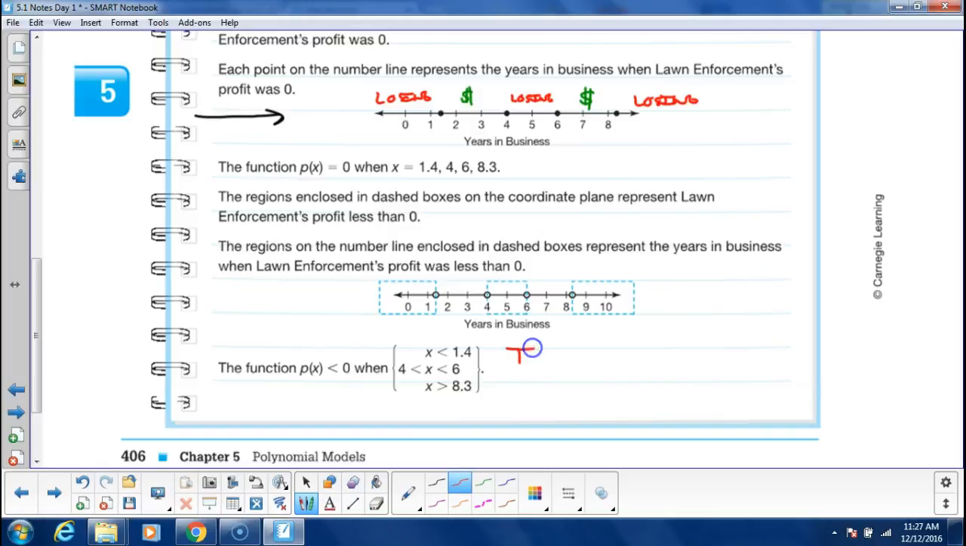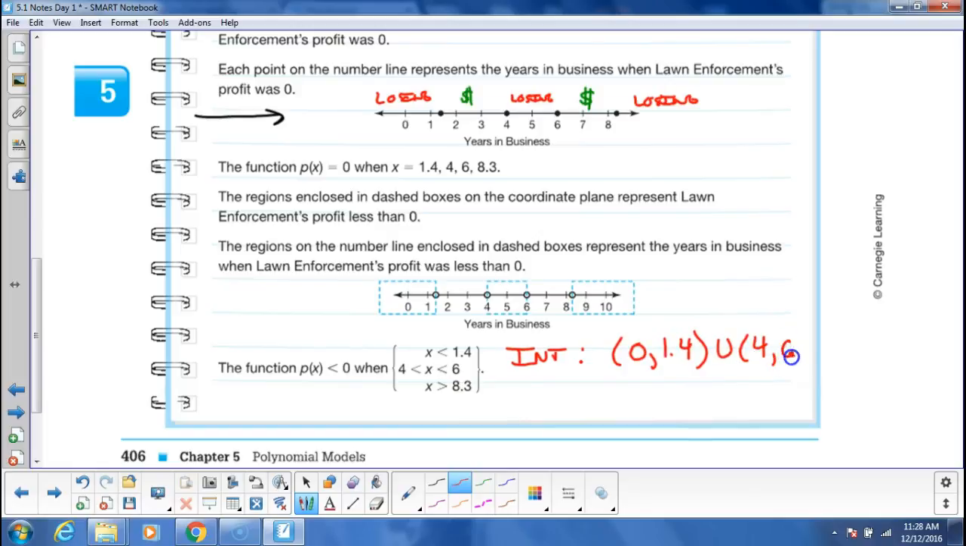So the interval notation for this same losing money would be from 0 to 1.4, unioned with 4 to 6, unioned with 8.3 to infinity. Because now I don't know how far out we're going. Okay? Probably not going to stay in business very long after 8.3 years on this profit model. Because I don't want to be losing negative infinity dollars 20 years down the road. Okay? With me on that.